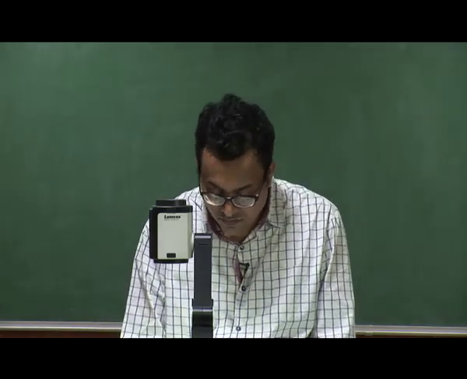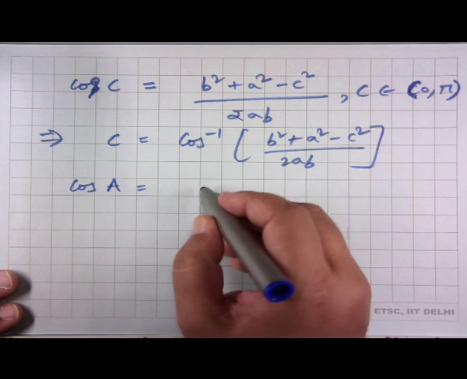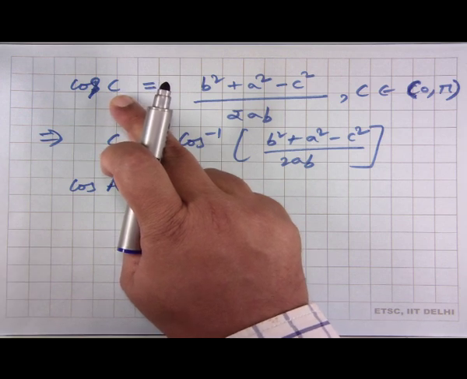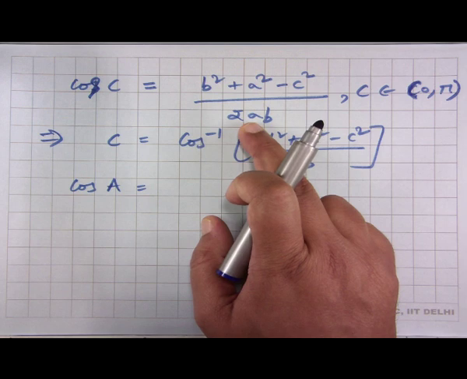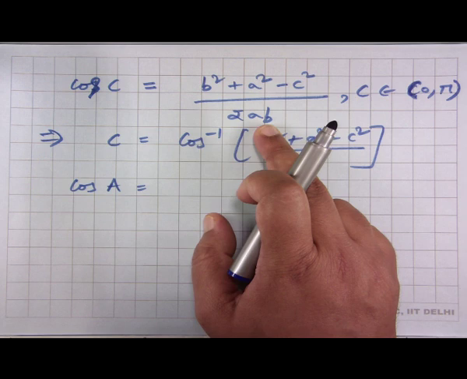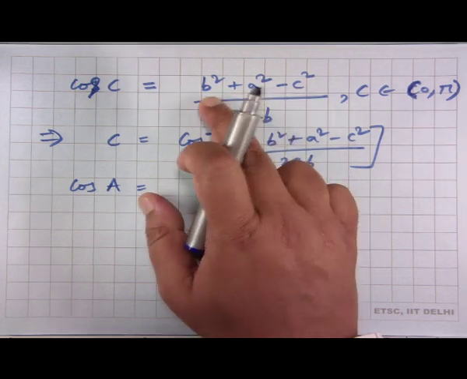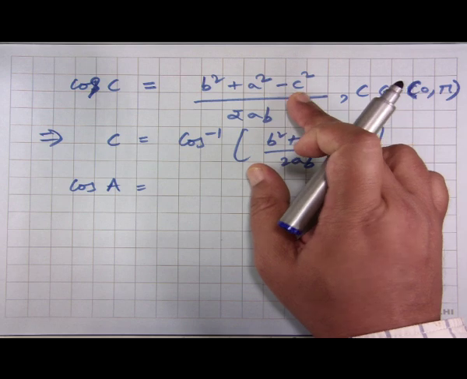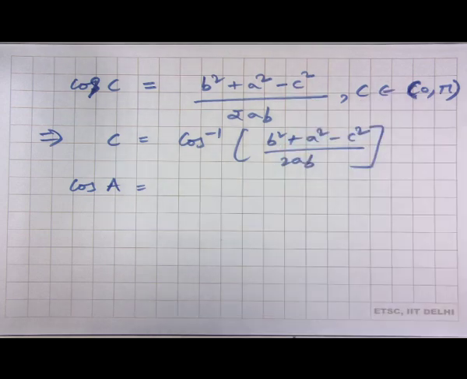In a similar manner, we can also show the cosine of the angle A. There is a pattern actually: if we have to find the cosine of the angle C, the denominator will be 2 times the product of the other two sides except the side of length c, and in the numerator we will have the sum of the squares of the two sides other than the side of length c, minus the square of the length of the side opposite to this angle C.